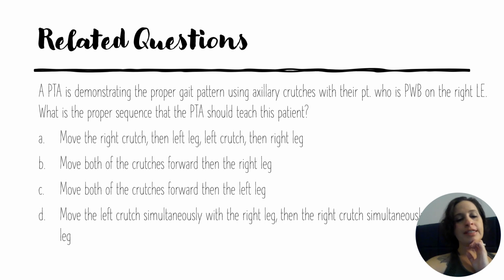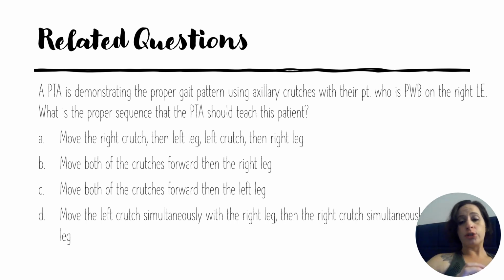So the ones that say move the right crutch, then the left leg, then the left crutch, or move the left crutch with the right leg at the same time, which is A and D, those are automatically out, because in your modified 3-point, you move both of the crutches at the same time. So I would eliminate A and D. A is describing 4 points, and D is describing 2 points. But you don't use that with partial weight bearing. That leaves me B and C.